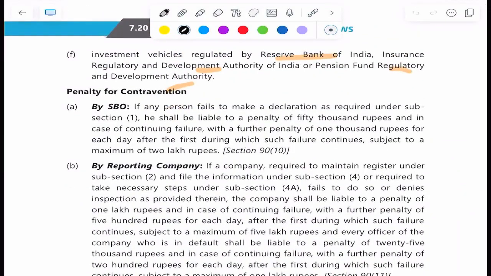Penalty for contravention by SBO. If any person fails to make a declaration as required under subsection 1, he shall be liable to a penalty of 50,000 rupees, and in case of continuing failure, with a further penalty of 1,000 rupees for each day after the first during which such failure continues, subject to a maximum of 2 lakh rupees.